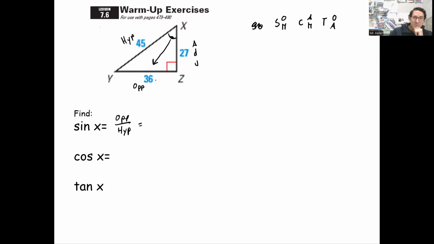So that is equal to 36 over 45. And if you want to get really fancy, we can reduce that. You can divide both the top and bottom by 9. So that's going to be 4/5.